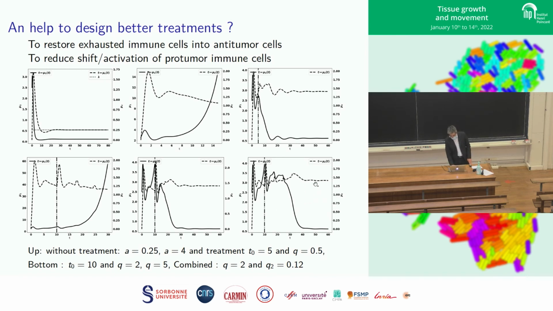And in the last picture, there's a situation where you still start the treatment at time 10, but you combine two treatments. And what you see is that you are restoring the equilibrium with a value of the dose which remains quite low, which is exactly the same as here. So there is an interest in combining two treatments, both with respect to the administration time and in terms of dose.